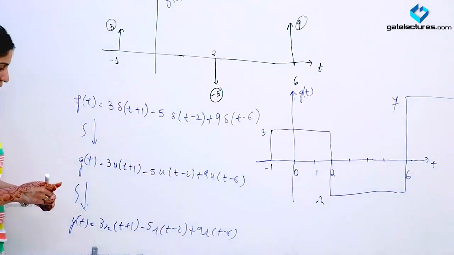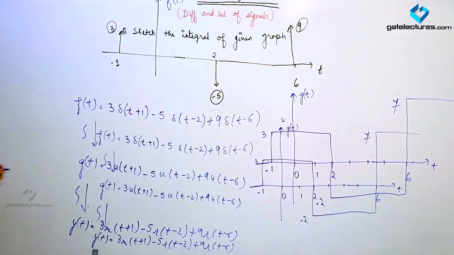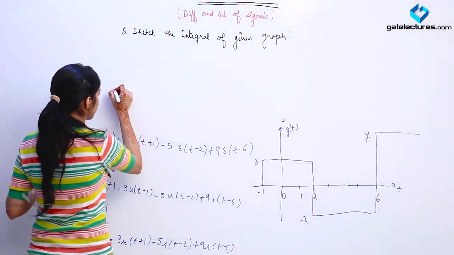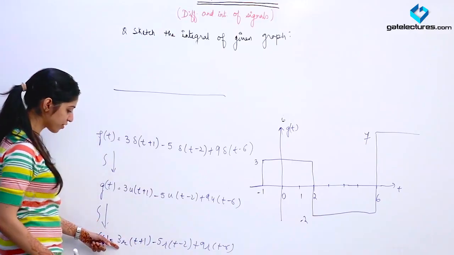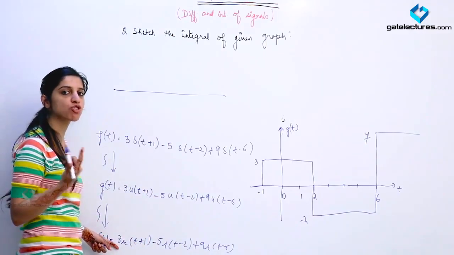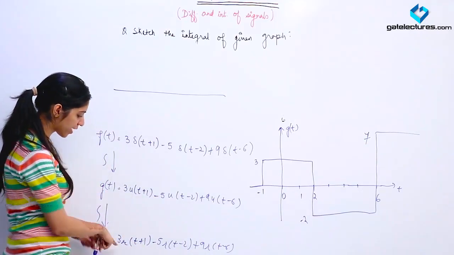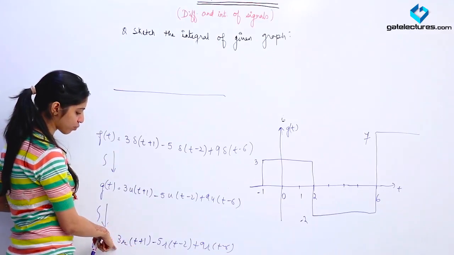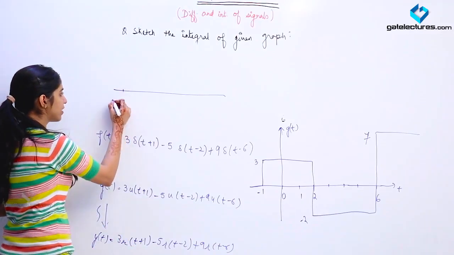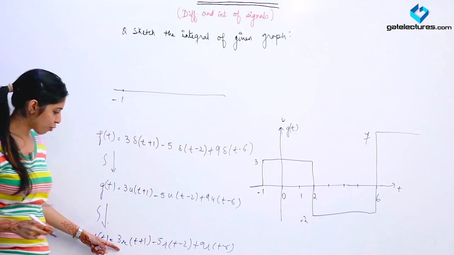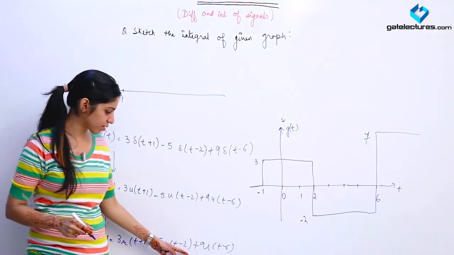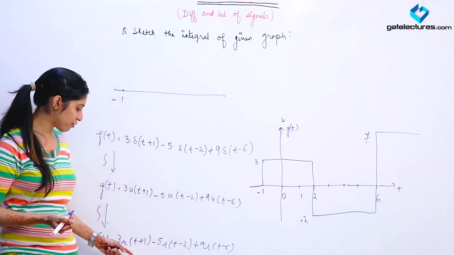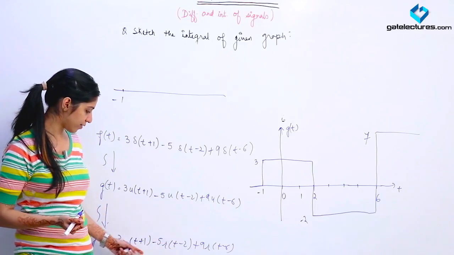If I just try to sketch it, what is going to happen? We are having a step of size 3. Step of size 3 means slope of the line, okay. Slope of the line which occurs at t is equal to minus 1 is going to be 3. So we are starting at minus 1. We are having a slope of line 3 which is going to continue till t is equal to 2. So we have discussed this. We can find the final value of this line, right.